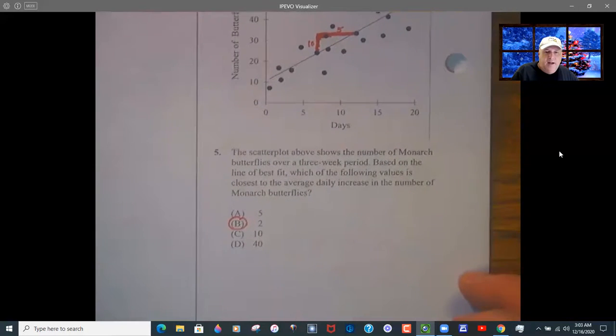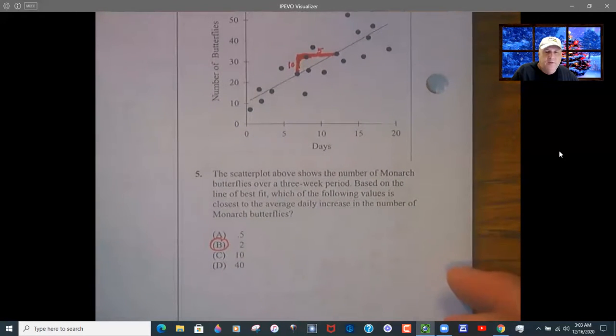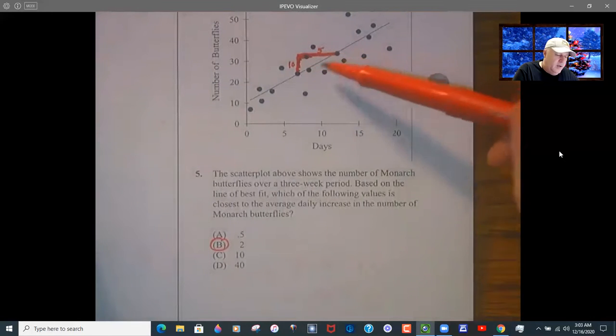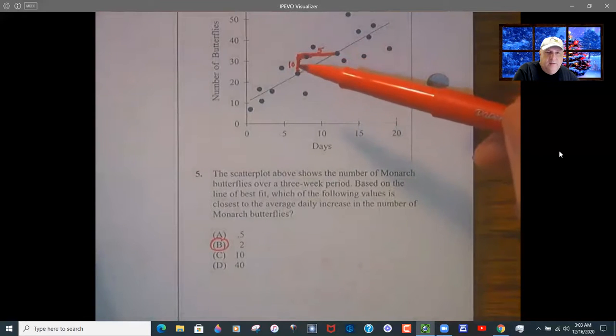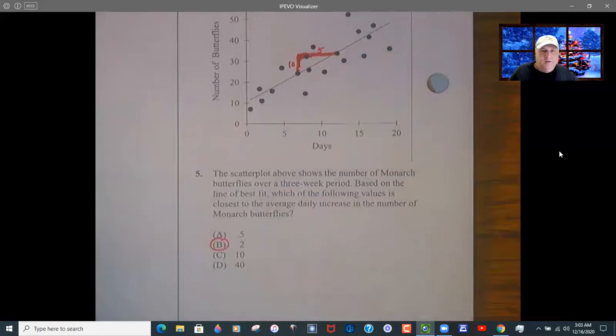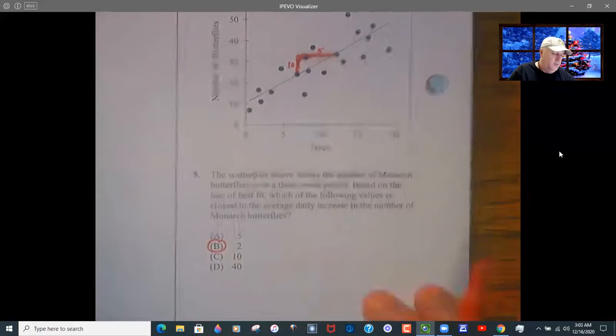Anytime you have a scatter plot, they're going to ask you a question about slope. Okay, so based on the line of best fit, if you pick a couple of points on that line, what is this rise over run? What is the best estimate? This looks like about 10, and this looks like about 5. Obviously your answer choices are clear. It's not even close. So 10 over 5, rise over run, gives 2.